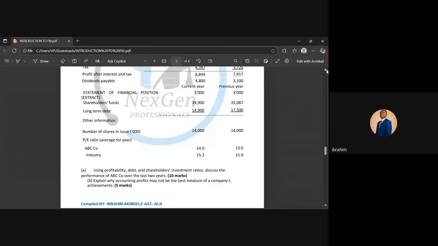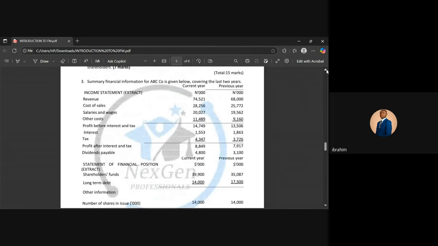So the next question is: explain why accounting profits may not be the best measure of a company's achievement. Of course, accounting profit is actually subjective. There are so many reasons, for example, it has different methods of depreciation. It is actually subjective. So all these questions are for you.